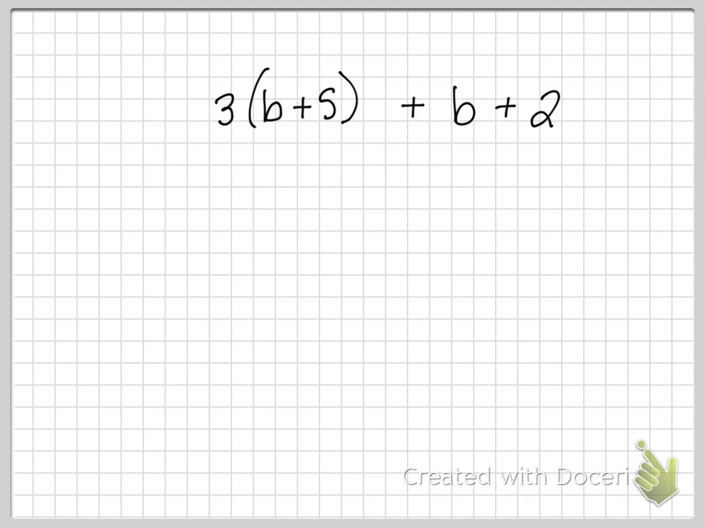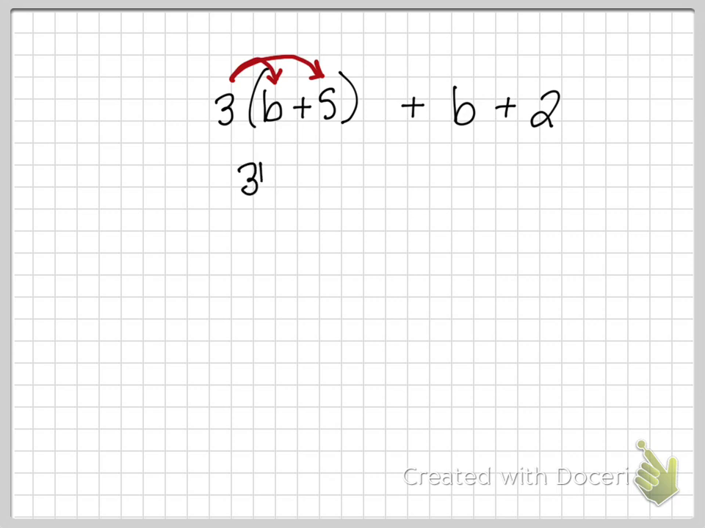All right, try this one. 3 times the quantity b plus 5 plus b plus 2. So here's the situation. We've got some parentheses. Before we can do any combining like terms, what must I do first? Tate? You have to do 3 times b, which is 3b, and 3 times 5, which is 15. Very good. So you have to distribute in the 3.